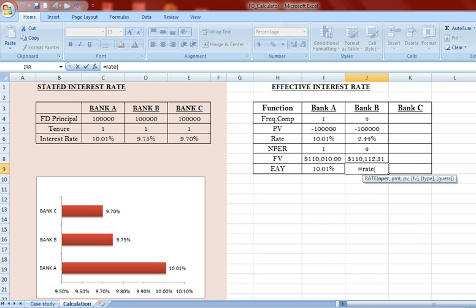NPER, this is a common place where you can commit a mistake again. NPER is 1 because we are bringing the compounding factor to one place. We are converting the quarterly interest into a yearly interest. There is no PMT. The present value is minus 1 lakh. The future value is 1,10,112 rupees. Close the bracket. So now you can see the ideal difference.